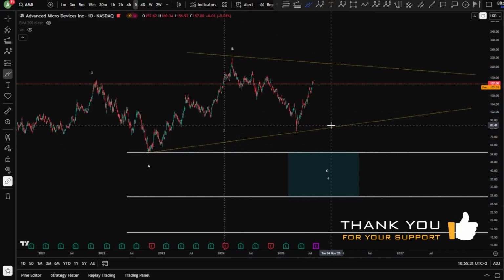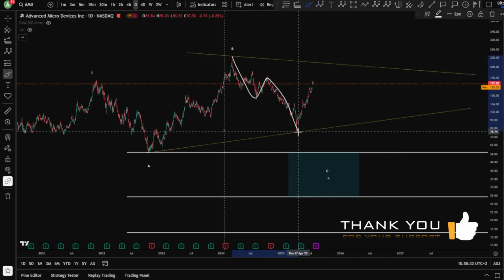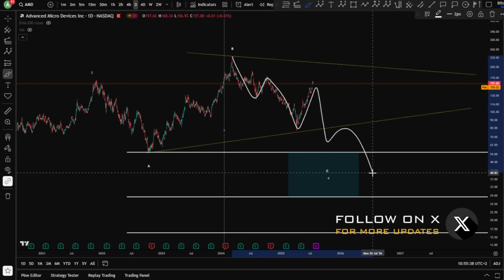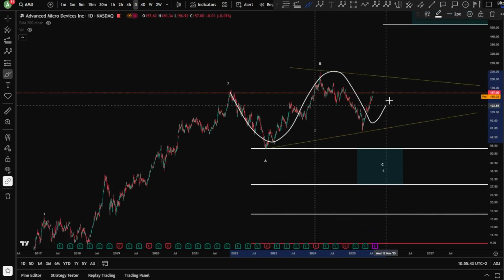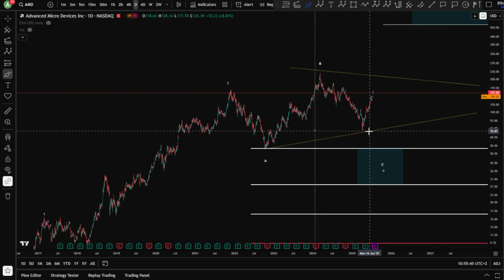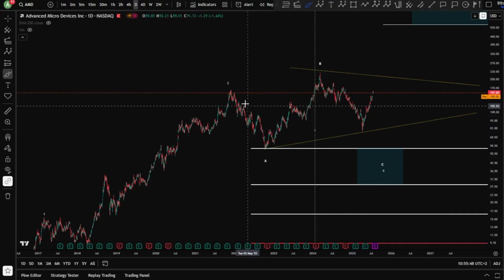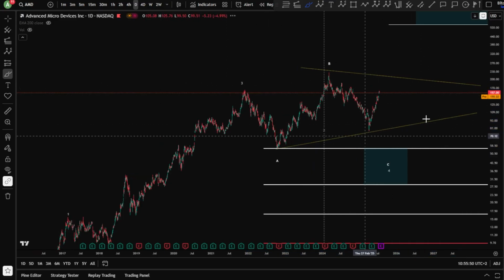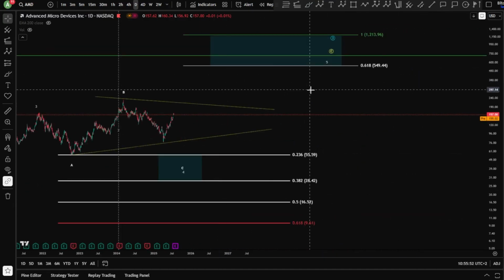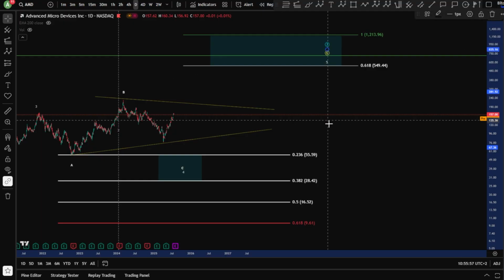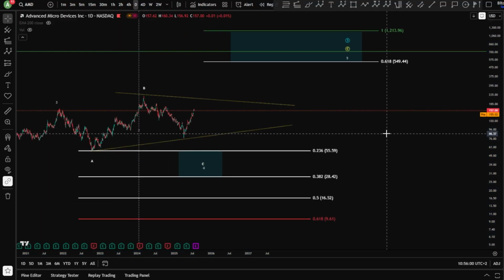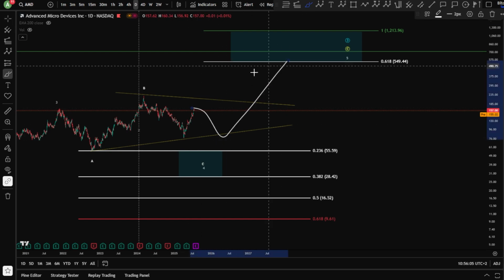Higher possibility goes for the triangles, since it's not really nice to see such a huge zigzag here for a diagonal. That also breaks a little bit the scale and the shape of an ending diagonal. However, it still can be possible, but a higher possibility goes for the triangles here. So targets for the AMD are between the 549 and the 1213 for the next price action, in case we see a massive wave 5 unfolding.